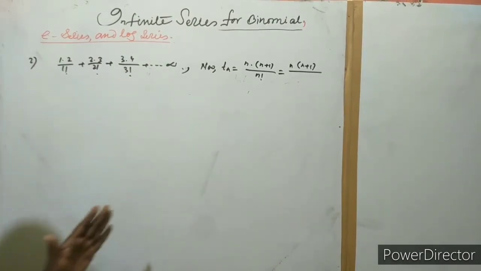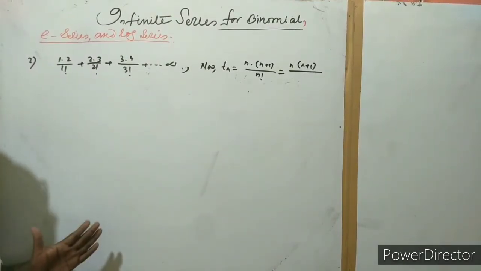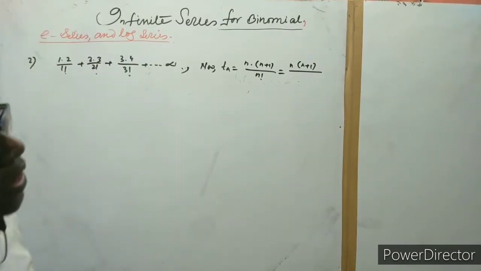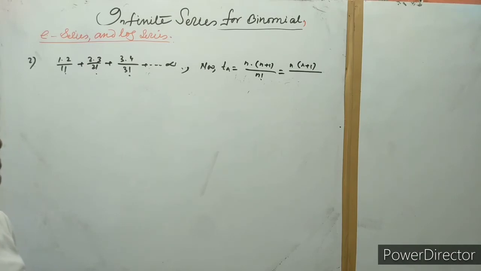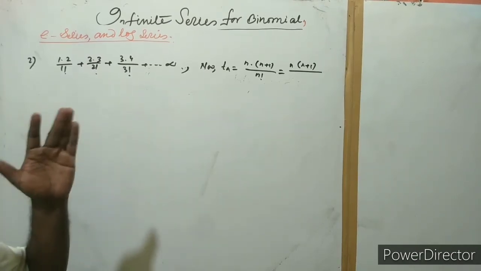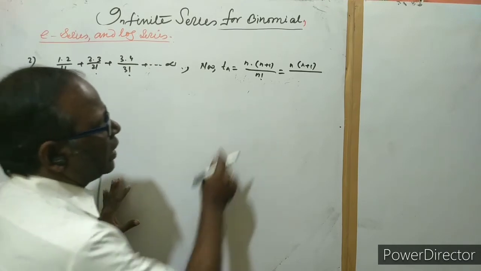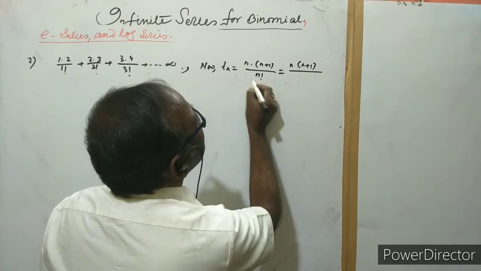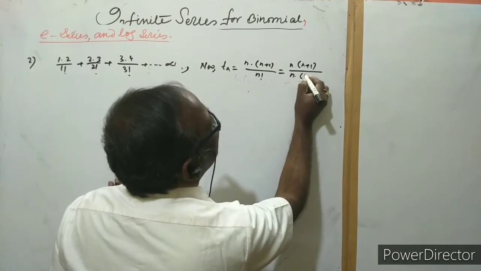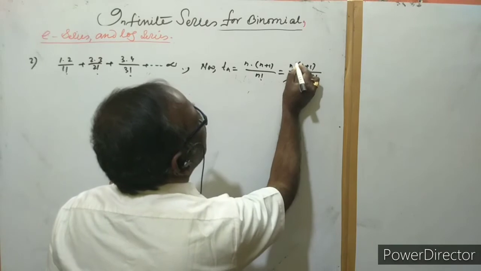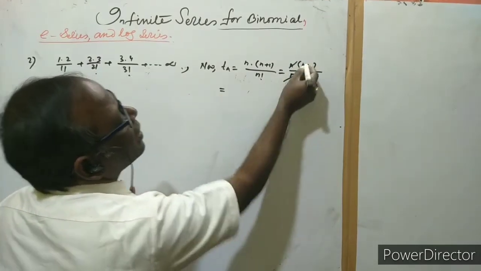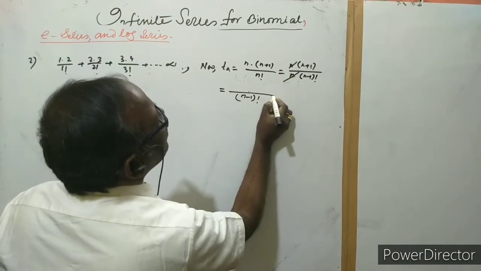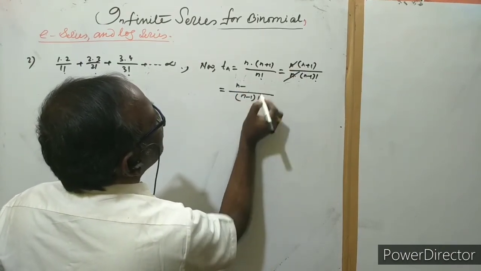See carefully. For this type of problem, we always eliminate n from the numerator part, so n should always be absent. How is this possible? Factorial n can be written as n into factorial n minus 1, so the n's are cancelled. After that, we have factorial n minus 1, so the numerator part can be written as n plus 1.